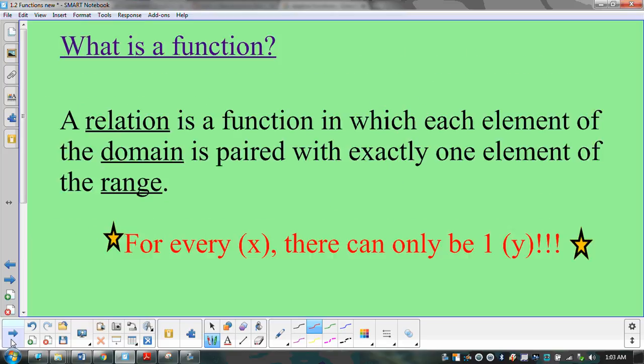So the question is, what is a function? So if I give you a relation, it can be a set of points or it can be a graph. A relation is a function if each element of the domain is paired with exactly one element of the range. Yes, I would like you to write that whole sentence down. Underneath it, though, I'd like you to write the star and explain what that really does mean. In simple terms, if you can remember, for every x, there can only be one y. That is the definition of a function. For every domain x, there can only be one y, one range. When you have that down, move on to the next slide.